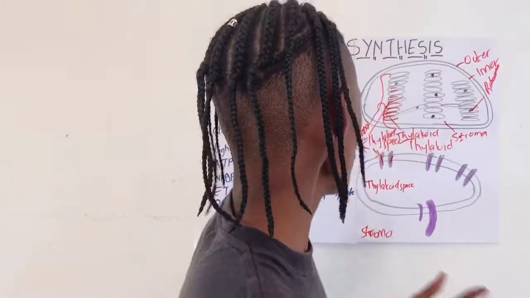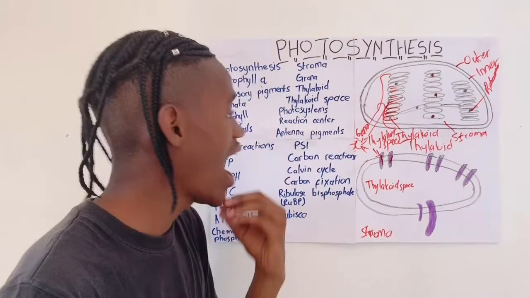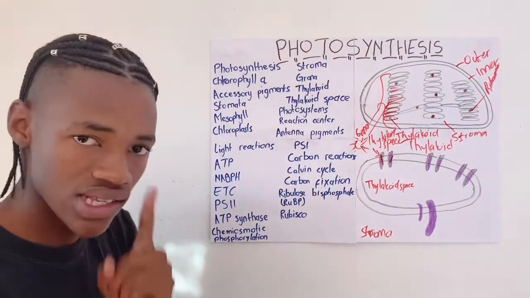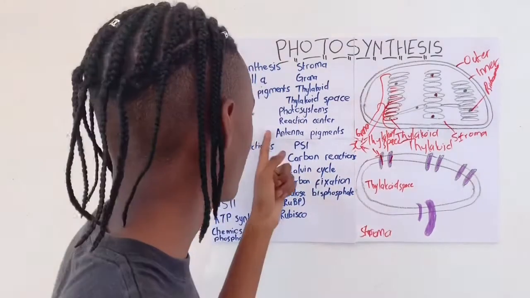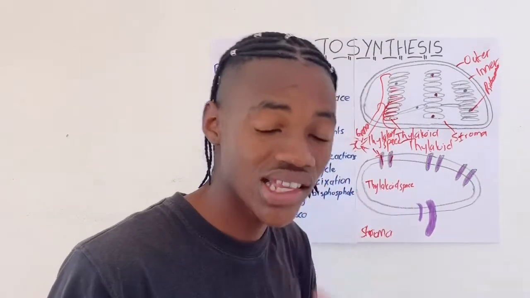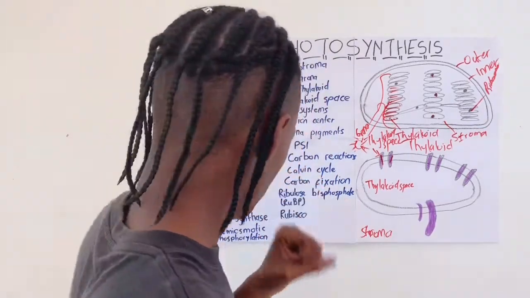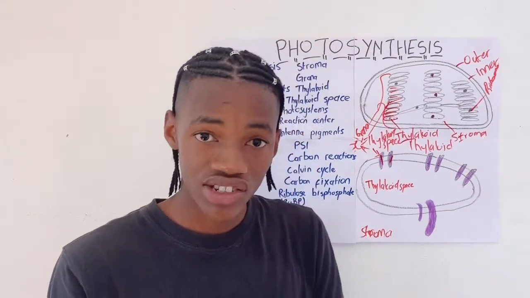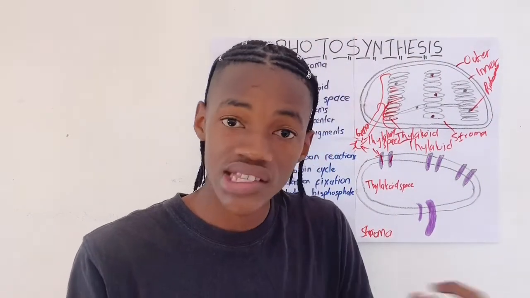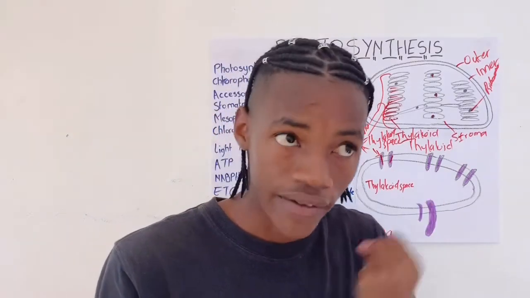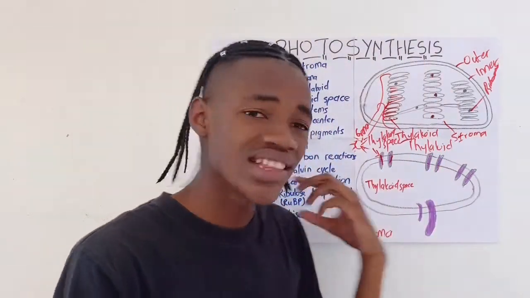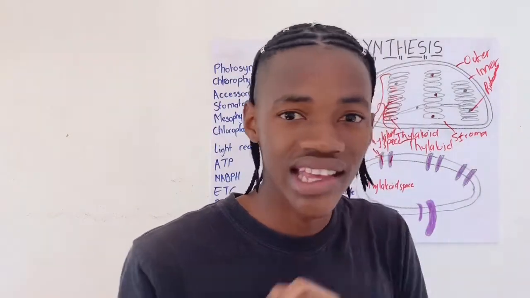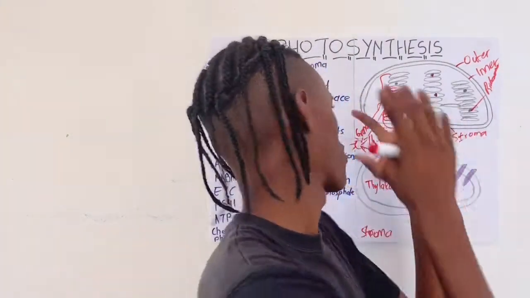PS2. And then now, antenna pigments, and this is one thing I did not explain. We have the reaction center. The reaction center are pigment molecules that capture the light and then transfer it to the photosystem, which participates in photosynthesis. And antenna pigments also capture light, and then they transfer it to the reaction center.